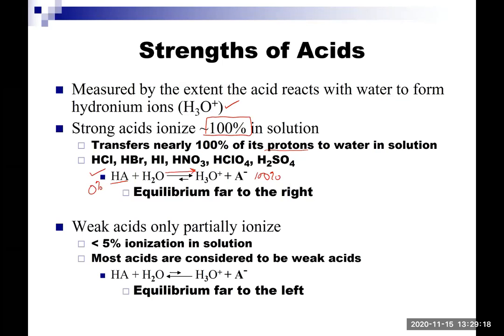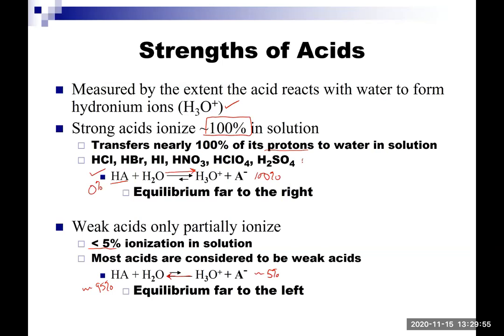Weak acids, on the other hand, only partially ionize, less than 5%, in fact. So we say that the equilibrium lies very far to the left. And that's why this arrow that's pointing to the left is so much greater than the arrow on the top. We only have about or less than 5% ions, H3O plus and A minus, in this solution. And we have about, or maybe greater than, 95% of our original acid still in solution.